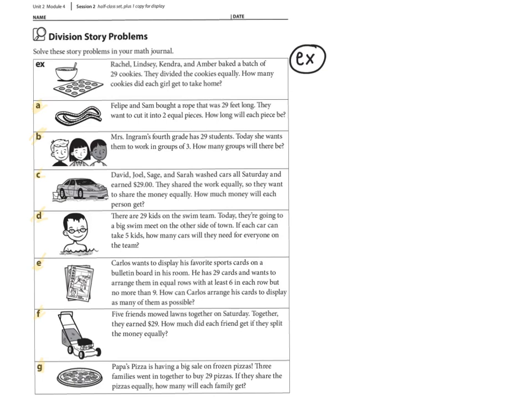So I know that we have 29 cookies. But we are dividing them by how many girls are there. And we have Rachel, Lindsay, Kendra, and Amber. So together there are 4 girls. So our problem is 29 divided by 4. So to solve this problem, I need to think of a strategy. I'm going to do the skip counting method.